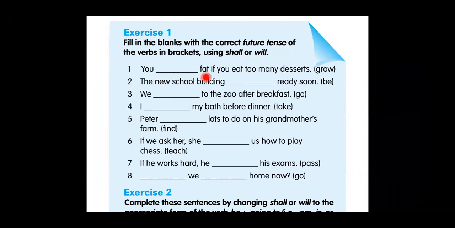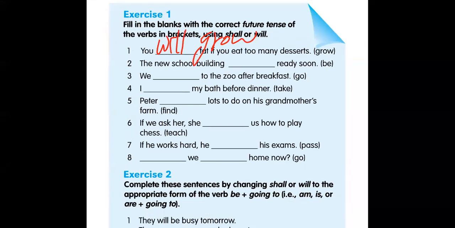You dash fat if you eat too many desserts. Grow. You will grow fat if you eat too many desserts. So here will comes, as we have seen. For I and we, we can use both shall and will. For the rest of the pronouns, we are going to use only will. So the first sentence will be: you will grow fat if you eat too many desserts.